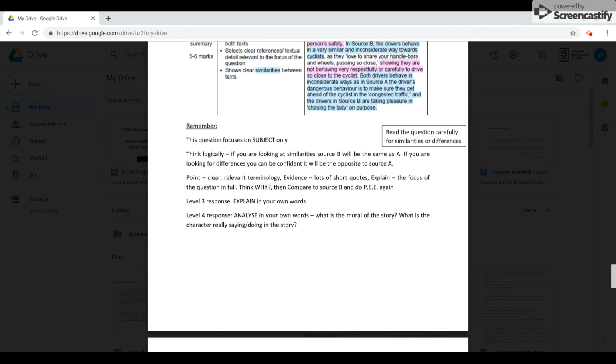Move away from level 2 responses, which is a comment telling the examiner what they already know from the text, to level 3, explain why clearly and relevantly in your own words and opinions. And level 4, go even further, analyze the text, really question them. Why are the writers having that viewpoint? Why do the source material, in this case, the drivers, behave in the way they do? What's the purpose? What's the moral of the story? Why are they acting and behaving and thinking and feeling the way they are? And the further you explore the why, the higher your mark can be within it.